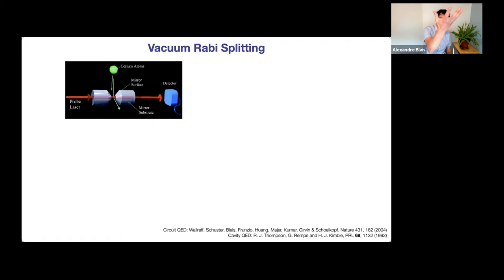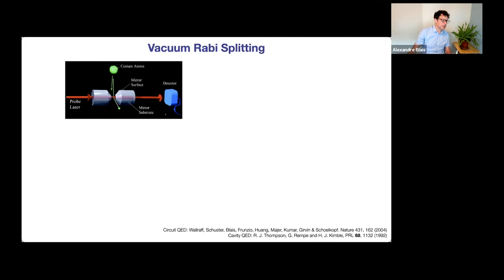At some point you release the atoms, and they fall down under gravity. If you're lucky, there's on average one atom inside the cavity. They couldn't really control the number of atoms, but on average you have something like a single atom. And now you probe by shining a laser through the cavity and measuring clicks.